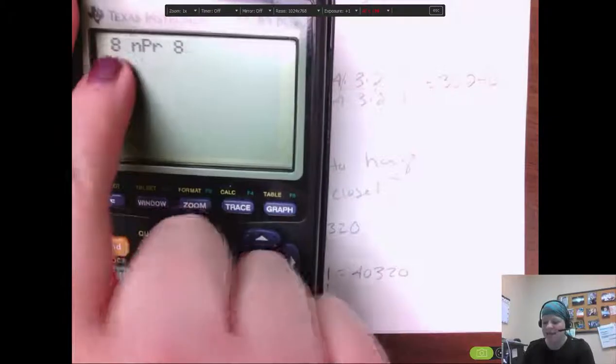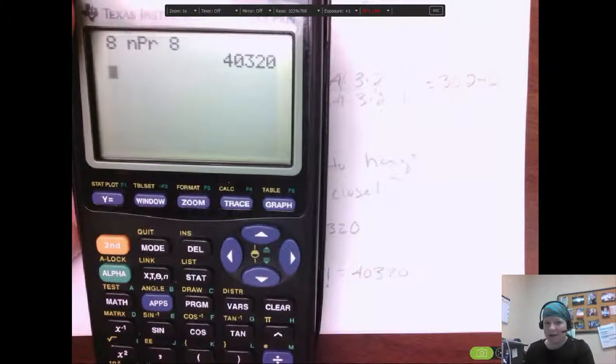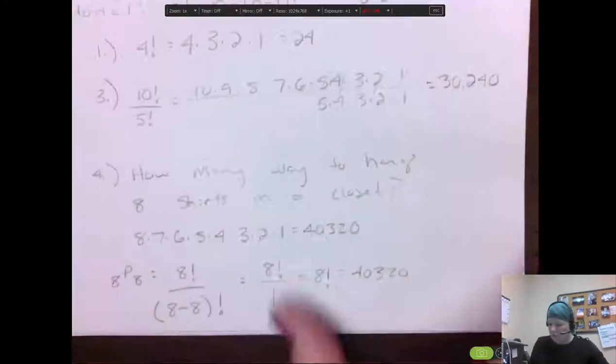So you're saying 8 for the n, permutation, r for the n, and then enter. Ta-da! So 8, choose 8 on the permutations. Okay, and that's kind of how you use the formula.